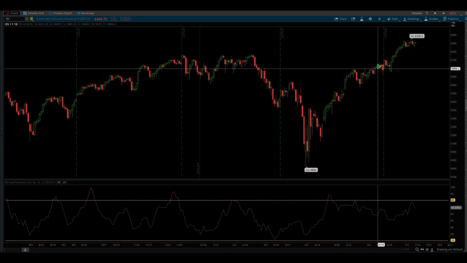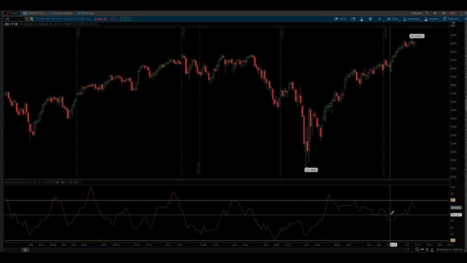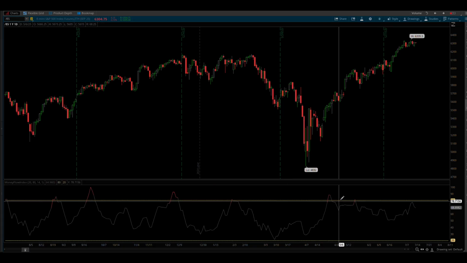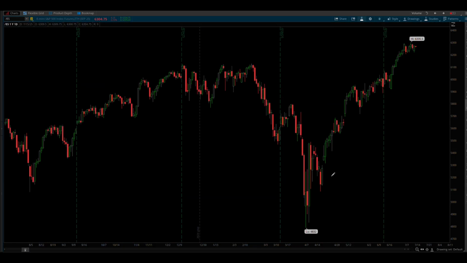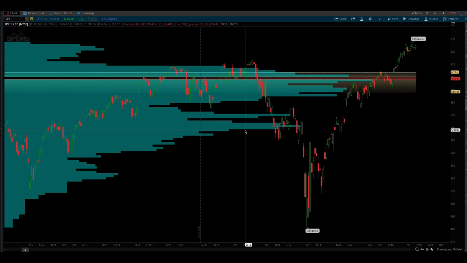But you can see the money flow. There's definitely divergences happening in the market all over the place because we are making higher highs. But that's just another tool that I like to use. Let me show you what I really focus on.